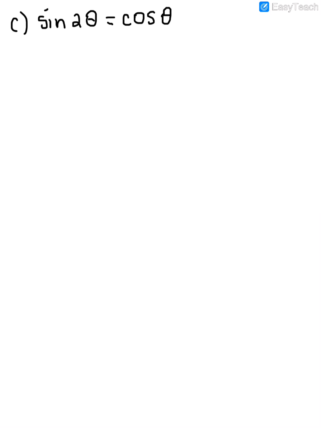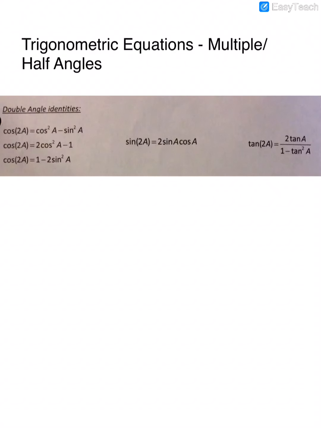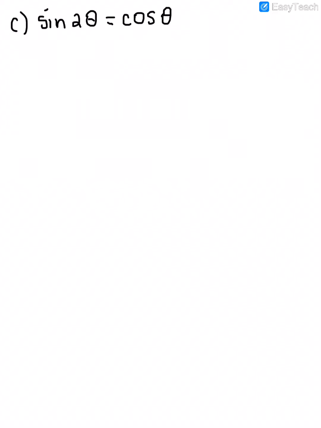All right, here we have sine of 2 theta is equal to cosine of theta. This time we have sine of 2 theta, a double angle for sine. If we look at our double angle identities for sine, we only have one choice. The double angle identity for sine is 2 sine of theta times cosine of theta. So that's what I'm going to have to use. I'm going to replace sine of 2 theta with 2 sine of theta cosine of theta is equal to cosine of theta.